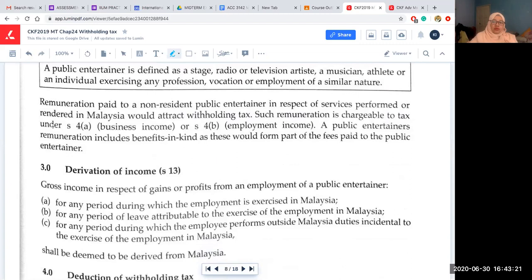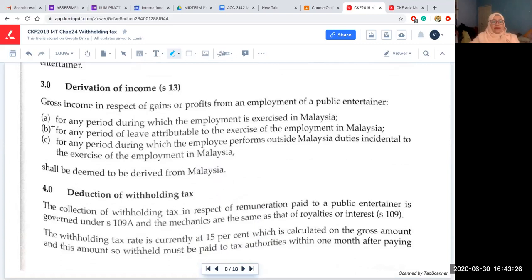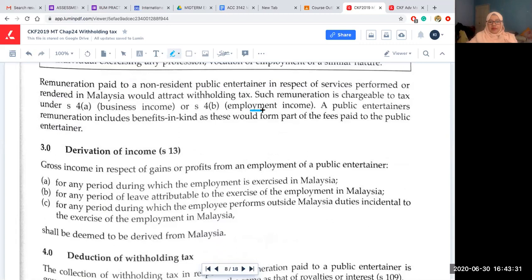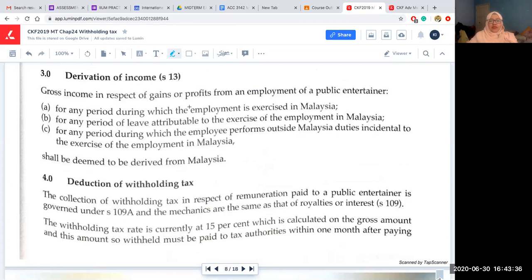Derivation is the same. In this case it is employment income, but it could be employment or business income. So the derivation is that the employment is exercised in Malaysia. It means a non-resident comes to Malaysia to exercise, for example, give a lecture in Malaysia, maybe from China, giving a lecture in Sabah. Or from Australia come to Malaysia to give a talk or lecture.